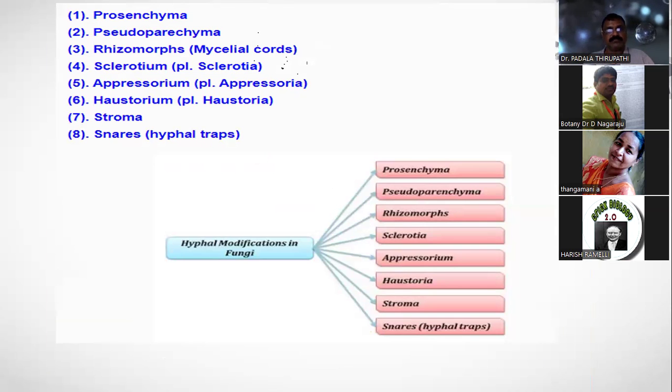Dimorphic also. The thallus of fungi, the thallus hyphae, has different forms, not only like a filament but various types of structures. Thallus hyphal modification, thallus organization in the fungi, there are various types. Prosenchyma, pseudoparenchyma. You know the prosenchyma?